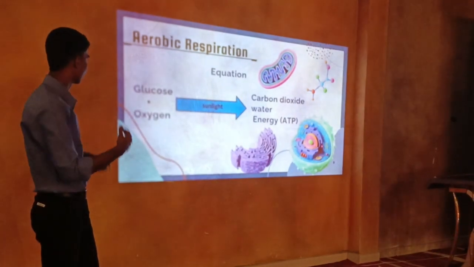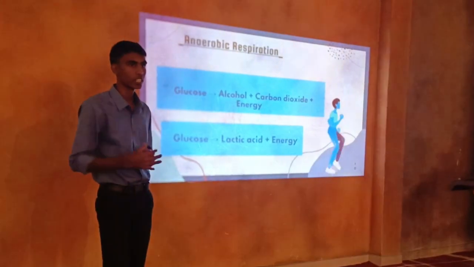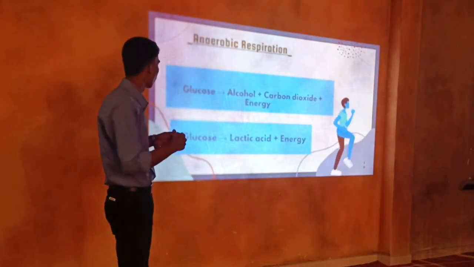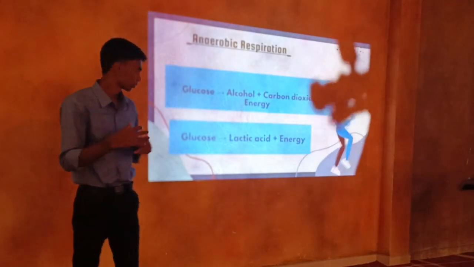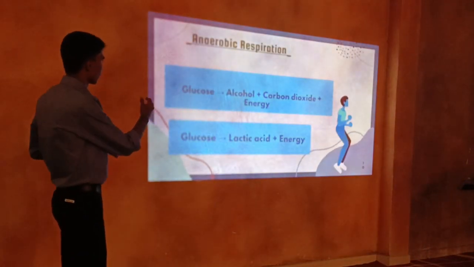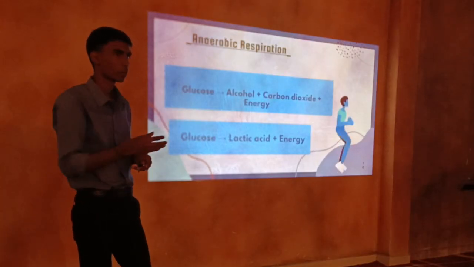Next, anaerobic respiration takes place when oxygen is not available. When that happens, glucose is broken down without oxygen, and it produces alcohol or lactic acid as a byproduct.